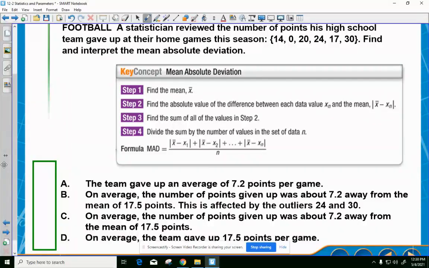Their mean absolute deviation is found by looking at each of those individual numbers in relation to this average. How far away is the first one? 3.5. So we're going to keep track of these. Now remember, we're going to add all these together. So 3.5, that's the difference of the first one. How far is the second one off? The whole thing, right? They pitched the shutout, so that's 17 and a half away from the average.